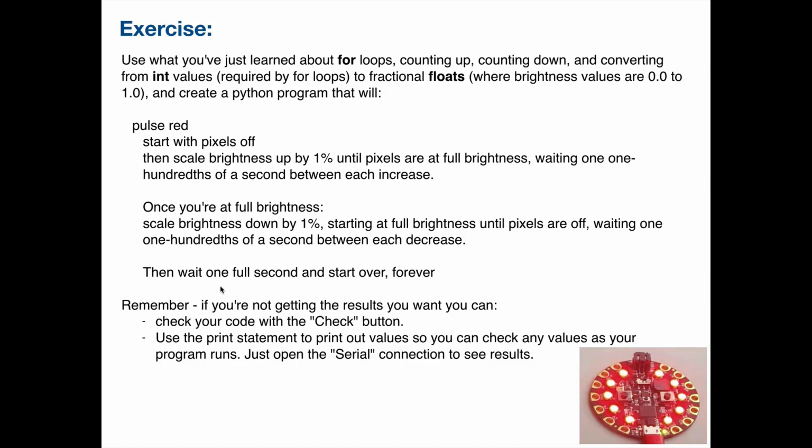So again, you know how to do this. As you're coding this, remember, you can check your code by using the check button. That can give you some hints if you have a mistake in there or a typo. And you can also use print statements to print out values in the way that we've done it before. That can be really helpful to see, hey, what's going on with my code? How are values changing in here? What are the current values when my code hits this particular part? Just put a print statement in there. Just make sure that you open your serial connection up to see your results.